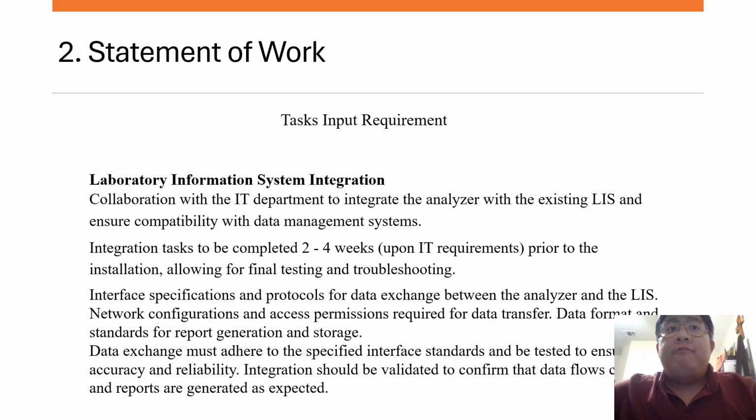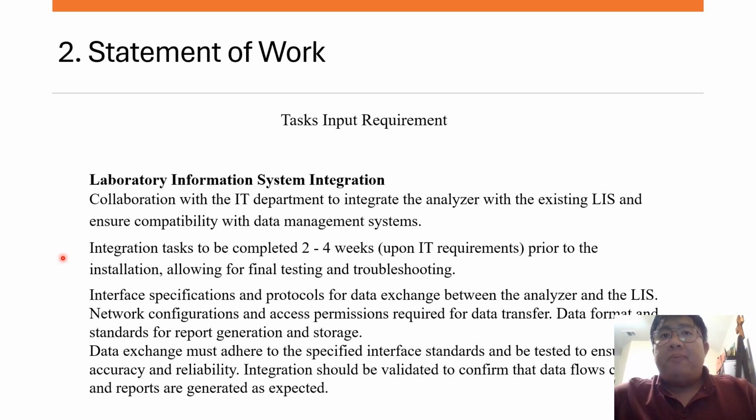For the laboratory information system integration, we have to collaborate with the IT department to update or work on the existing LIS to ensure compatibility with the data management system. It can take up to 2 to 4 weeks, depending on the IT requirements of each hospital. For example, for public hospitals like Medical City, they're using Meditech, while Baylor and Texas Health are using the Epic system. Those are really easy in terms of IT to set up and run.